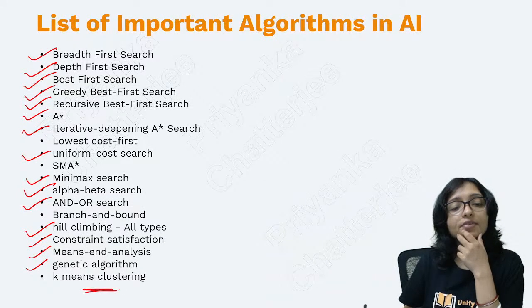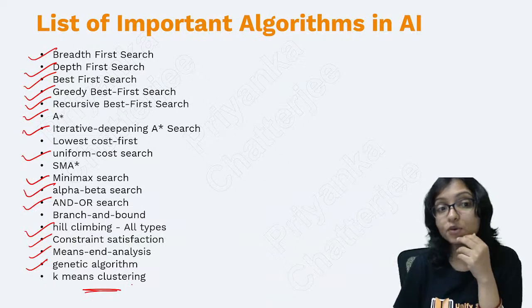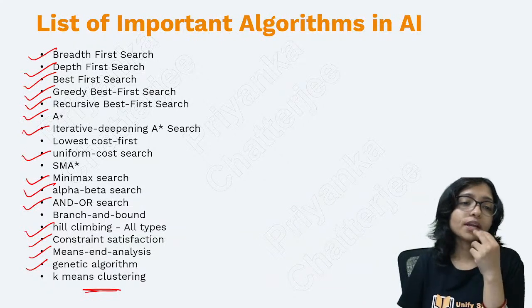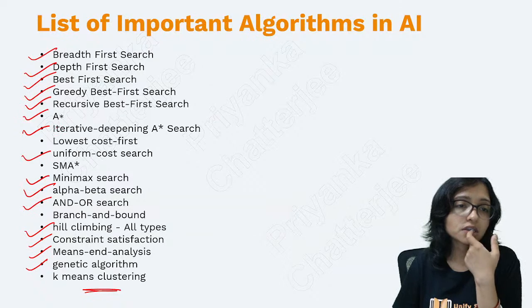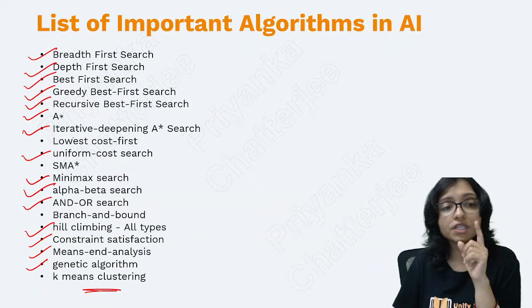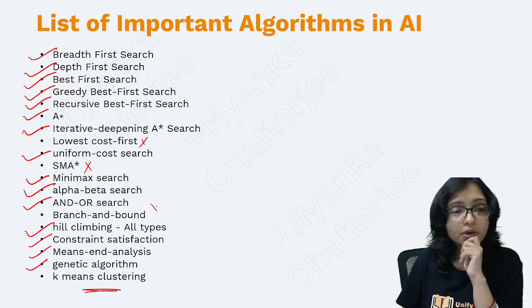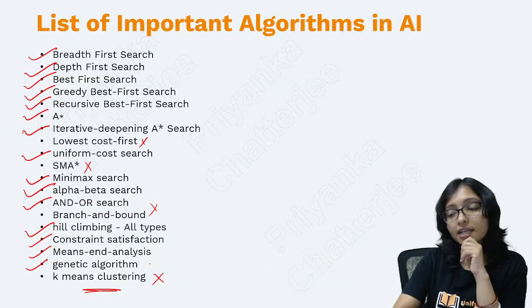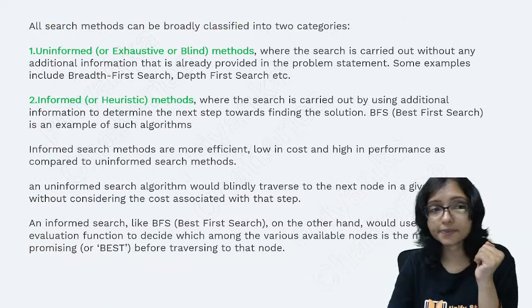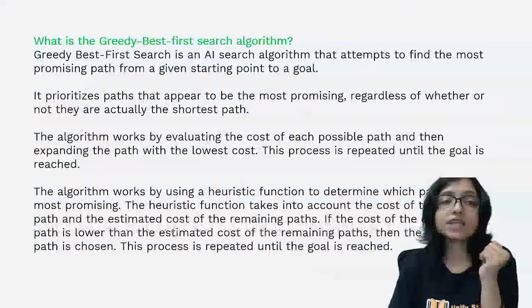K-means clustering I will try to take if you are interested. If you are interested, lowest cost, uniform cost we take. Lowest cost is not done till now. SMA search not done. Branch and bound not done. And K-means not done. These are not done. Other than that, most of the algorithms are done. Yes, these we already did.